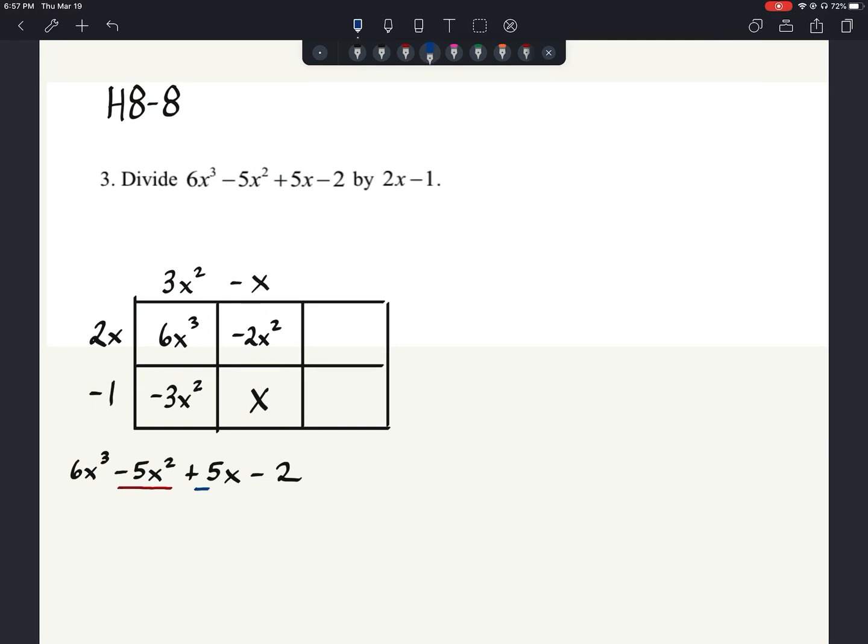And then negative x times -1 is going to give us a positive x down here. Now we have a total of positive 5x's, which means up here we're going to need 4 more x's. So we're going to say 4x. And then 2x times positive 2 gives us 4x, and 2 times -1 gives us -2. And it looks like we are done, right? This term matches this, so there's no remainder. So our answer for this problem is 3x squared minus x plus 2.